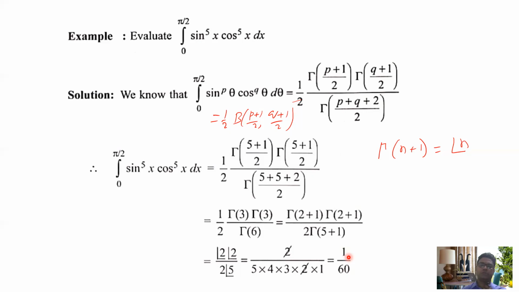You can see a similar type of question in your question paper. Clear? So ultimately, what is your task? To find the value of P and Q. After getting it, substitute here and find the solution.